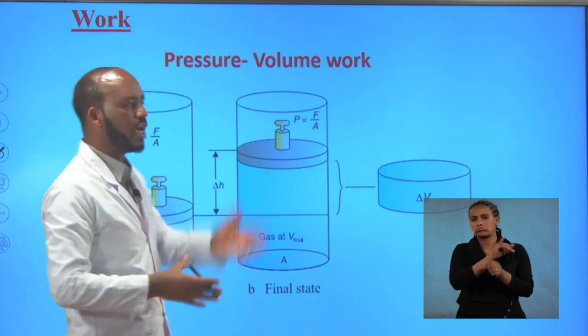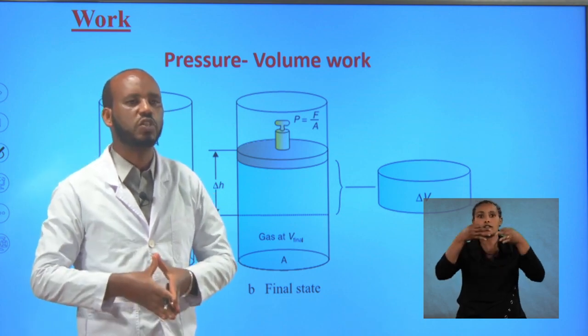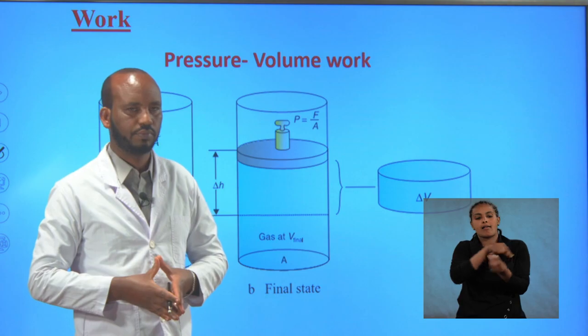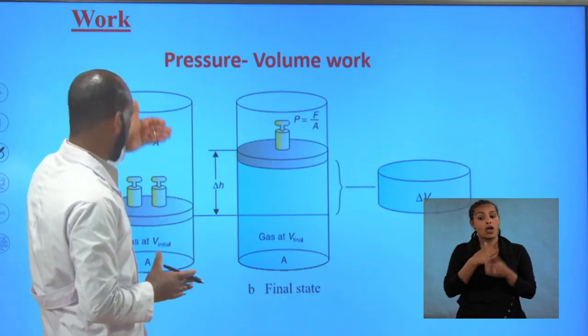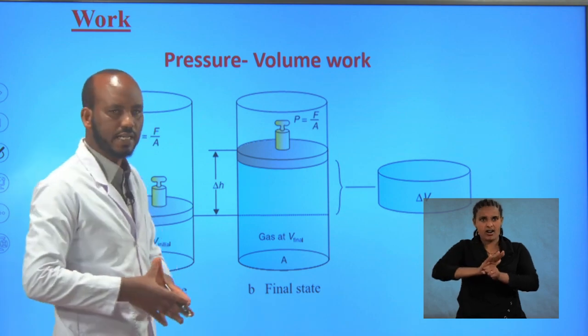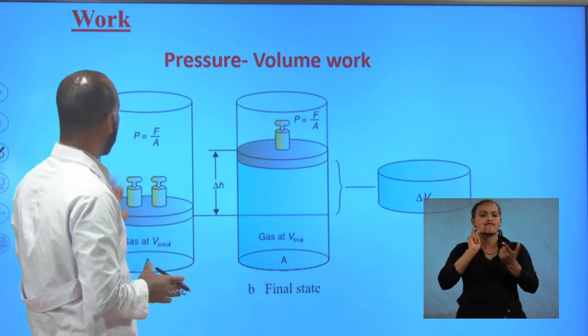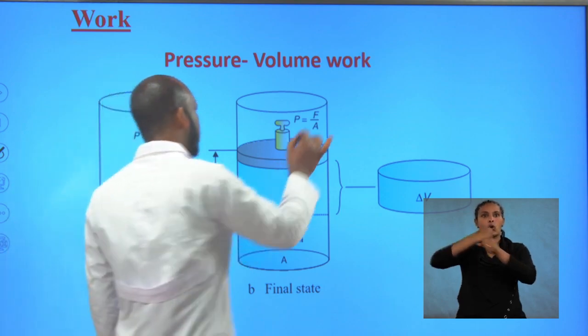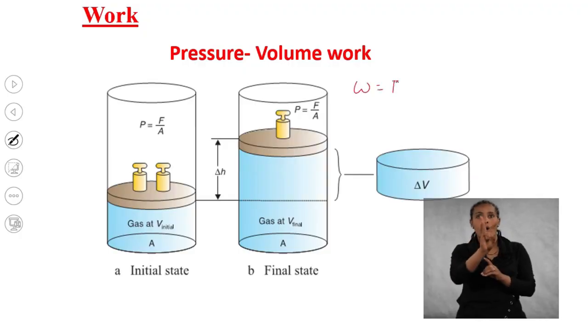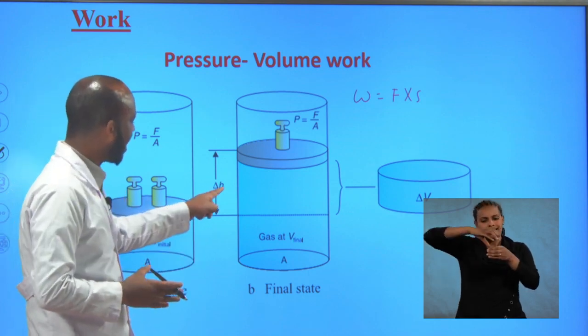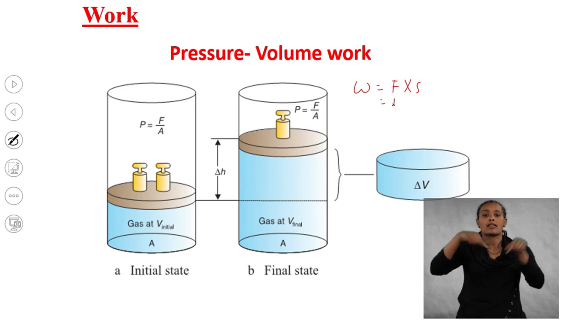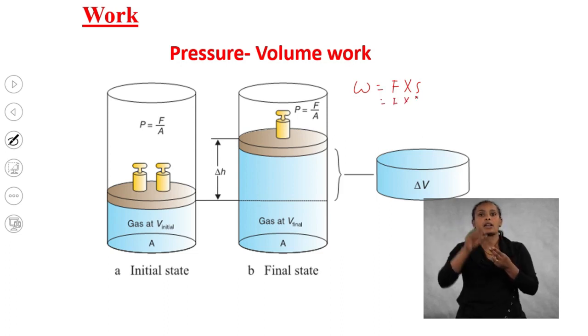Work, just like heat, is energy transfer between a system and its surrounding. Here we will consider only pressure volume work. Consider we have a gas confined in a cylindrical container that is fitted with a movable piston. Work by definition equals force times distance. Here the distance is delta h because the piston moves. Work equals force times delta h.